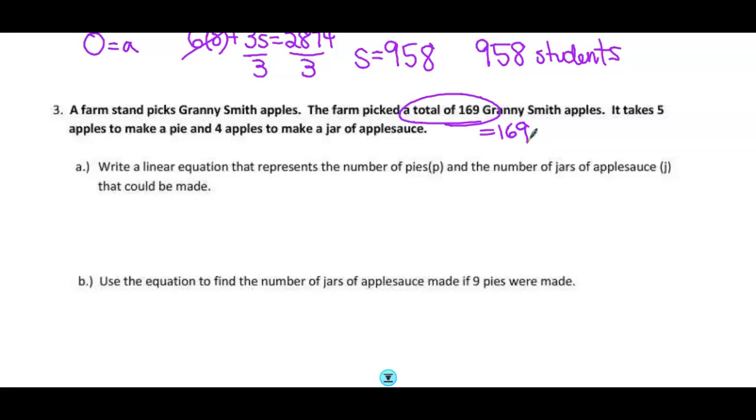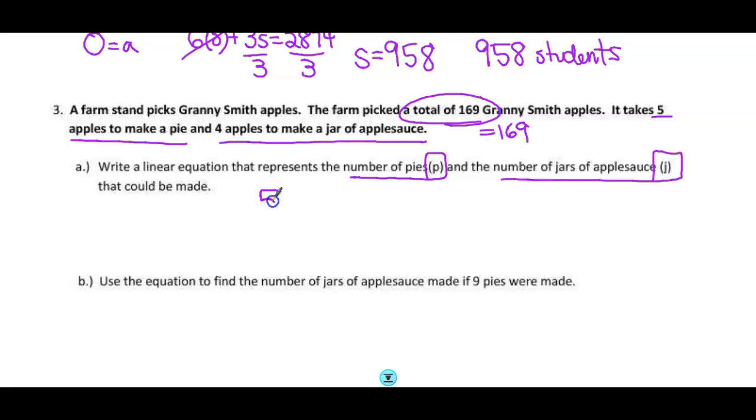It says it takes 5 apples to make a pie and 4 apples to make a jar of applesauce. Write a linear equation that represents the number of pies is P and the number of jars of applesauce, J, that could be made. So your equation should be 5P plus 4J equals 169.